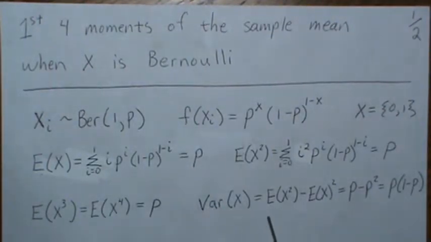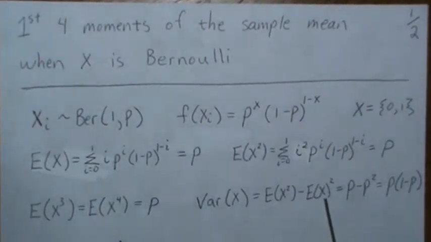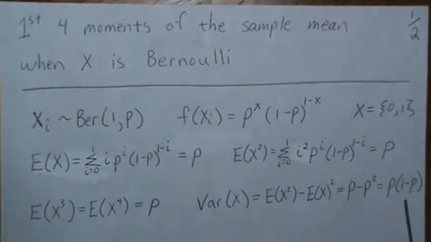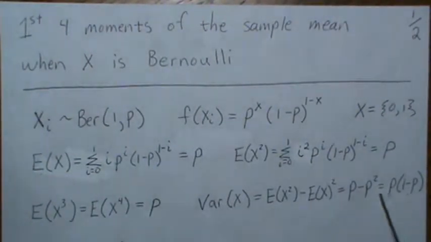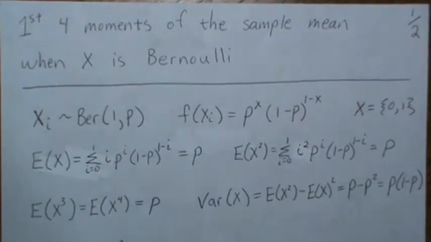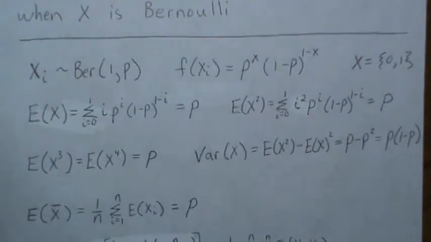And let's look at the variance. That's the expected value of x squared minus the expected value of x, quantity squared. Stick in these, and then factor out a p, you get p times 1 minus p, and that's it. pq is the variance. These are well-known quantities. So now let's start evaluating the sample moments of the mean.